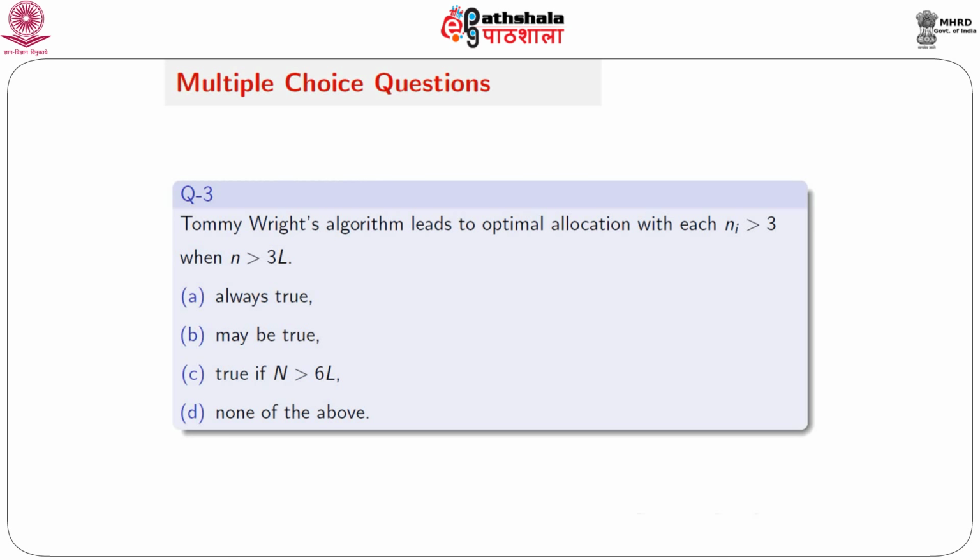Similarly, the spirit of this allocation, the problem is this algorithm leads to optimal allocation with each n_i greater than 3 when n greater than 3L, but not necessarily, as you know. Even if n is greater than 3L, when handpicking the numbers, we don't necessarily follow that restriction of n_i greater than 3. It could at best be n_i greater than or equal to 2. So unless this is an imposition on the allocation numbers, there is no reason why n_i should be greater than 3, even though n is greater than 3L.